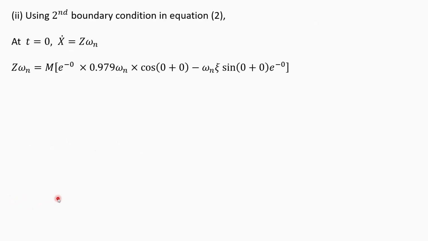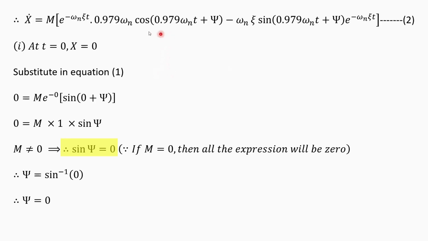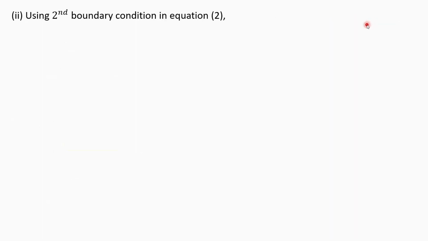Now using the second boundary condition, so x dot is z omega n, and then in place of t we have substituted 0. Here also in place of t we have substituted 0. So x dot is z omega n. Here it is 0, e raised to minus 0. This is cos omega d into t. t is 0, so this entire term will be 0. Here it is t is 0, so this entire term is 0. Psi is also 0, so this is sine 0, and e raised to minus 0 because t is 0.